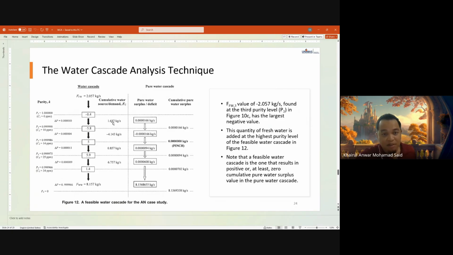Then we calculate the water surplus and deficit, and then do the cascading. You see the pinch occurs at level 3. This value here for the interval freshwater demand is actually negative 2.057.